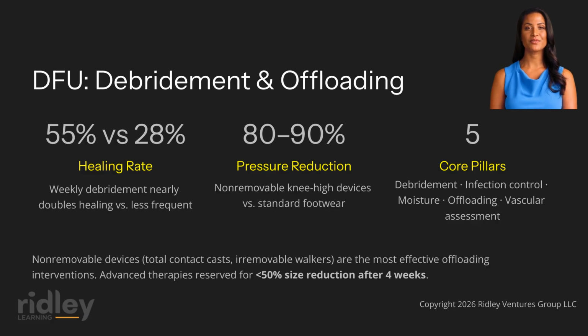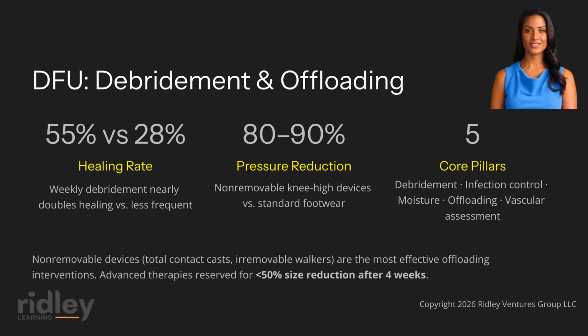The mechanism of benefit involves removal of devitalized tissue, reduction of bacterial bioburden, disruption of biofilm, and stimulation of the acute wound healing response through release of growth factors and cytokines. Methods include sharp debridement by skilled clinicians, enzymatic debridement using agents such as collagenase, and autolytic debridement supported by appropriate moisture management. Offloading is the single most important intervention for plantar diabetic foot ulcers.